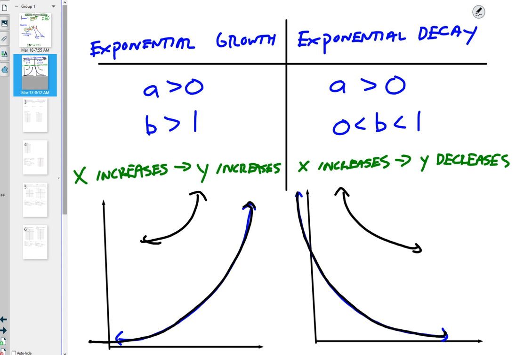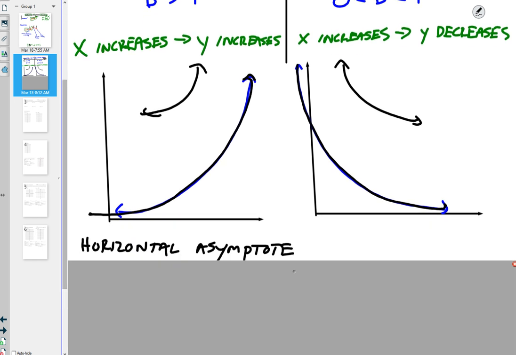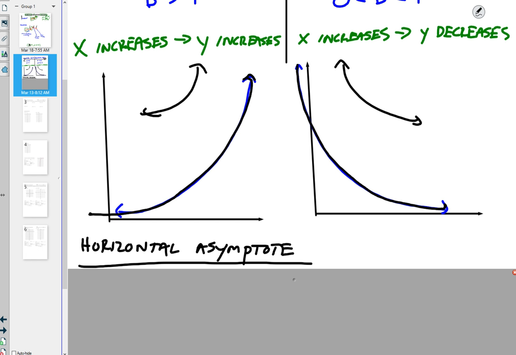That's the basic shape. Now, the reason why these do not go on forever is because they both contain something called, this is going to be one of your fun math words. This and hypotenuse are two of my favorite math words. This has what's called a horizontal asymptote.